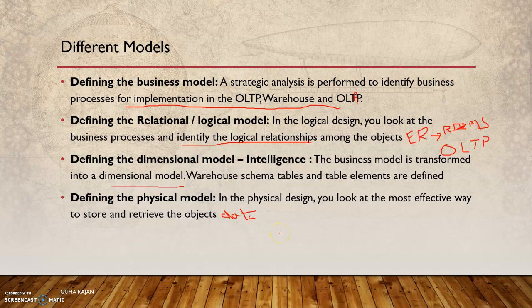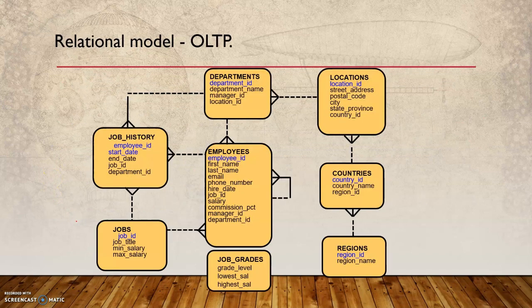So basically, in the OLAP layer, you define the physical model and the logical model, and then you retrieve the data. The last two is where data warehousing plays a critical role.